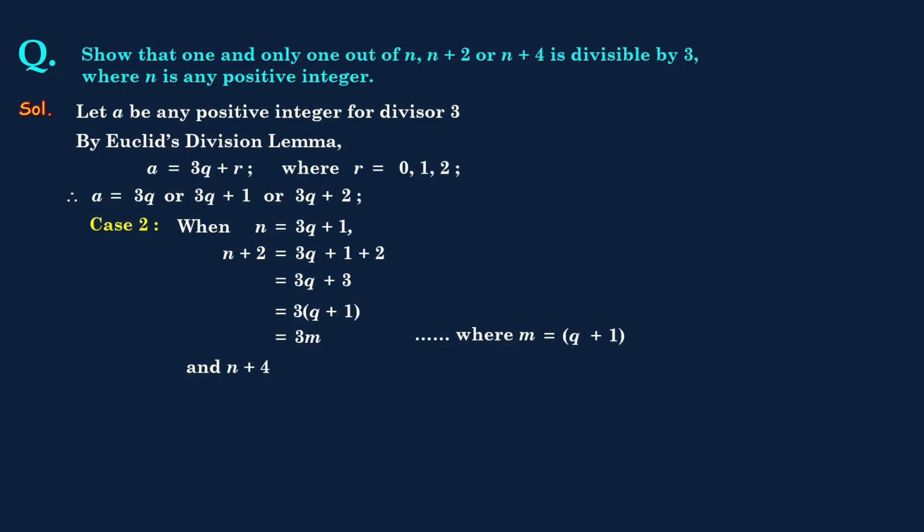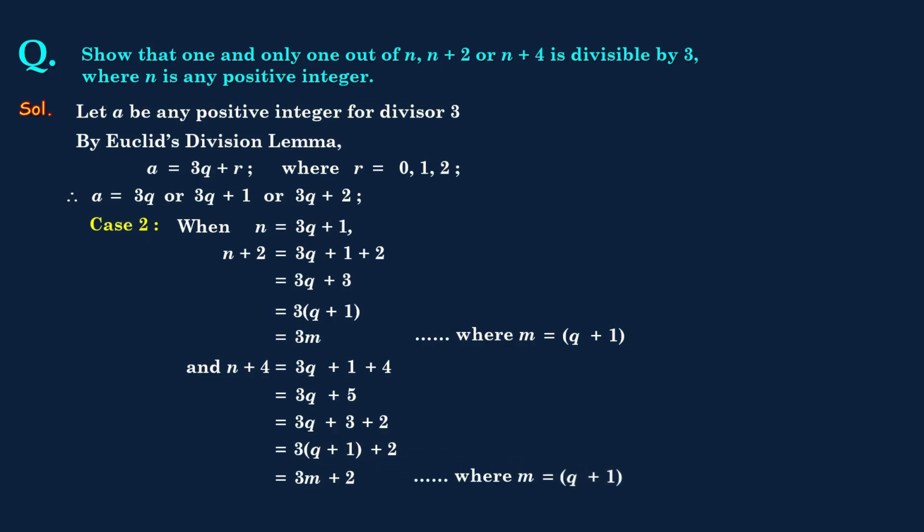So, now n we got as 3q plus 1, and n plus 2 is in the form of 3m. Now let's check n plus 4. n plus 4 will be 3q plus 1 plus 4, so that is equal to 3q plus 5. Now we can replace this 5 as 3 plus 2, so that is going to be 3q plus 3 plus 2. Now if you take 3 common over here, then 3 into (q plus 1) plus 2. Now replace this as m, so this is going to be 3m plus 2, where m equals q plus 1.